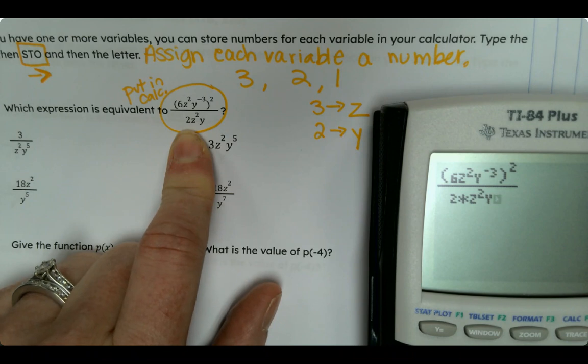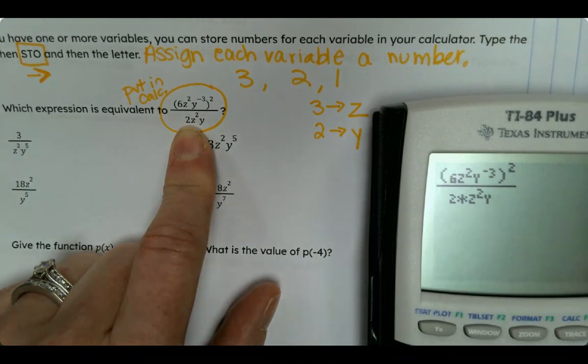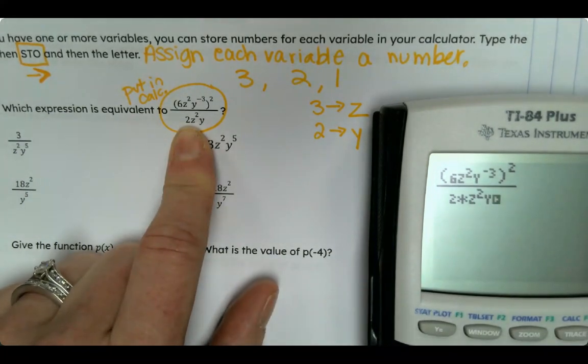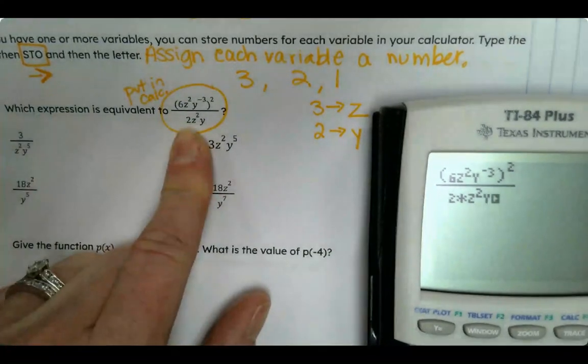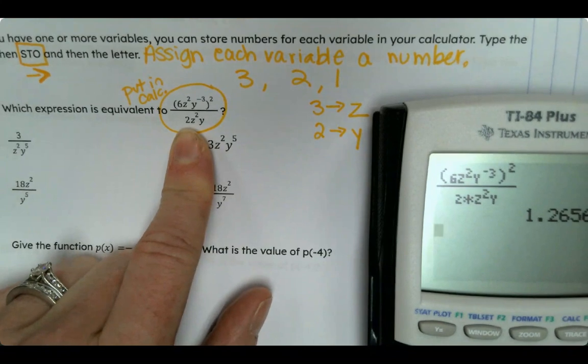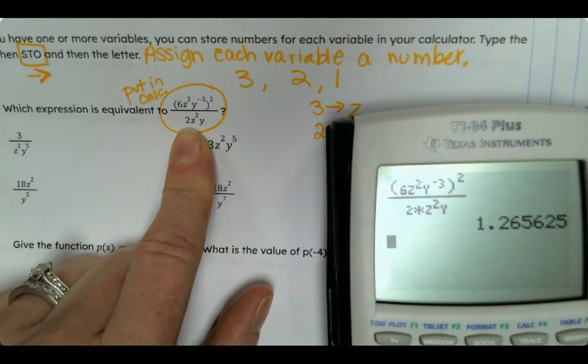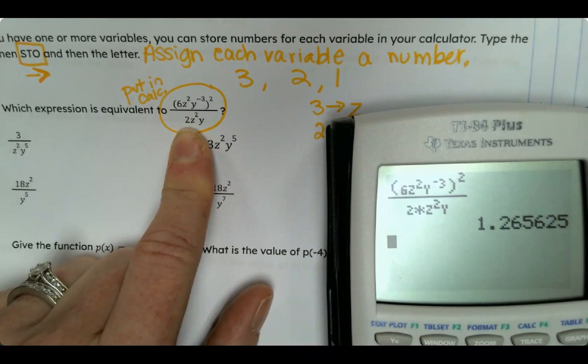You don't have to put the times there. I just did so that people didn't think I put a 22, because it's not 22. It's 2 times z. You should be putting this in your calculator right now. Put it in. You should get the same answer as I do. If you don't, then I'll come around and help you.